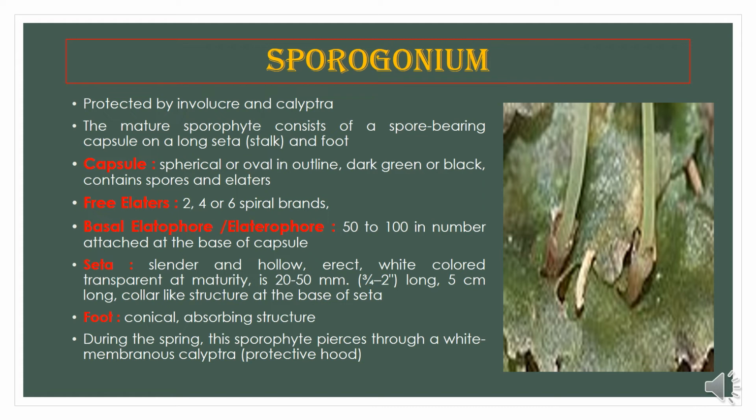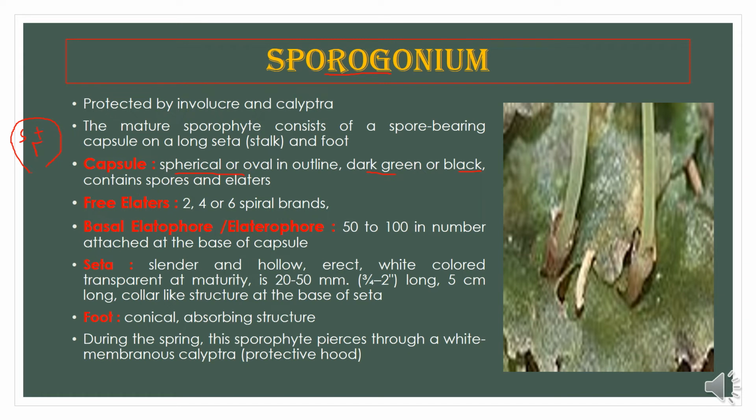It is the first stage of the sporophytic generation. It undergoes repeated division to form the embryo, which undergoes repeated division to form a sporogonium, which is a much more complex structure. The sporogonium consists of three parts. One is the capsule, which is an ovoid or spherical structure, usually green in color, but as it matures it turns black.